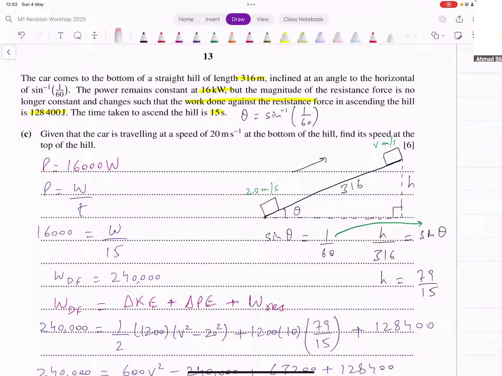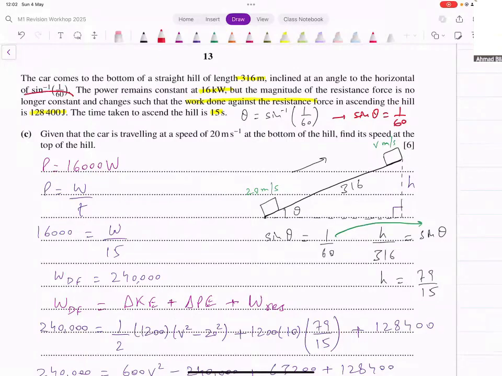I'm calling that theta. The angle is given to be sine inverse of 1 over 60. So that means theta is equal to sine inverse of 1 over 60, which implies that sine of theta is equal to 1 over 60. Okay, so that's the value that we're given. We're given the work done against resistance. We're given power that remains constant at 16,000 watt.